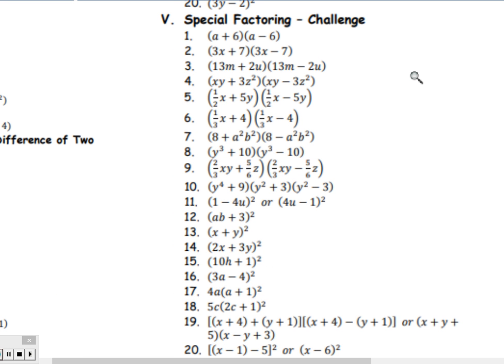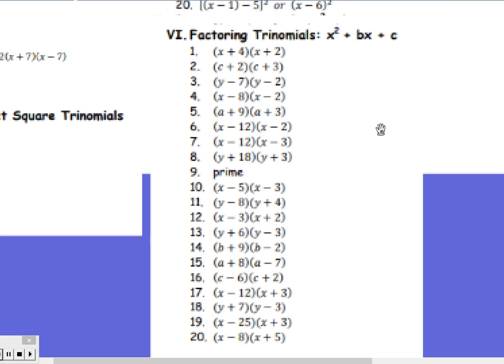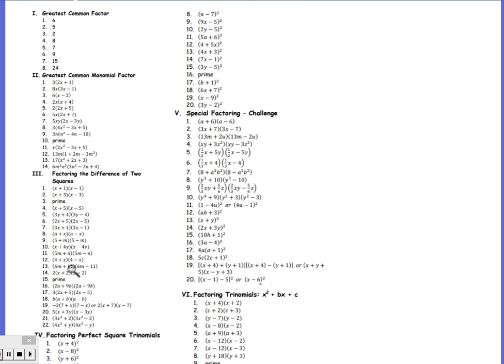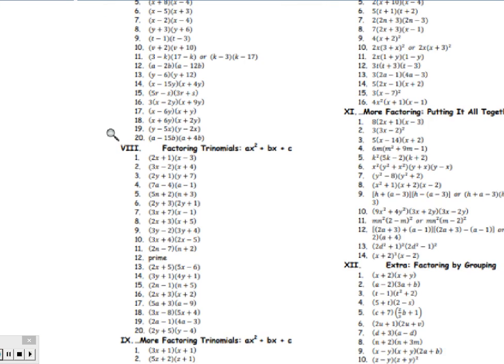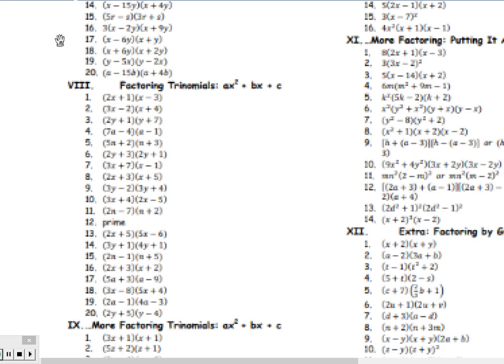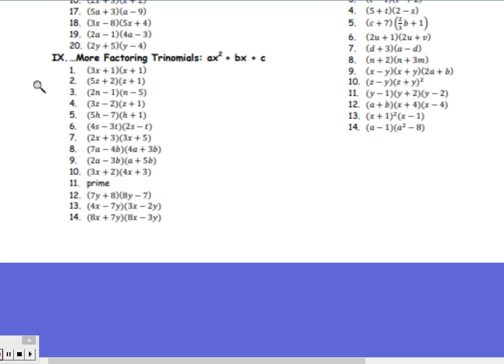All right, I kind of skipped over the special factoring challenge, but there was a mixture of different types in there. Factoring trinomials. Now, if it's not factorable, sometimes it's not possible. We write prime. Means it's only one in itself can factor. All right, other page. This is a greater than 1. All right, so that should probably get you through what you need.